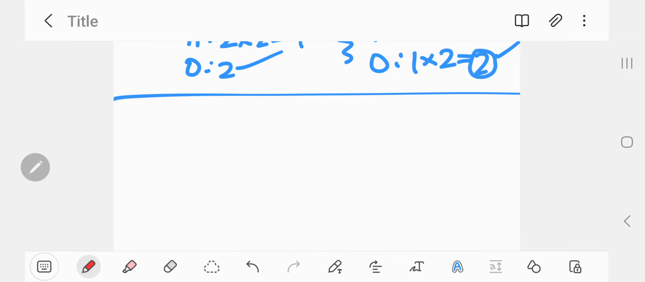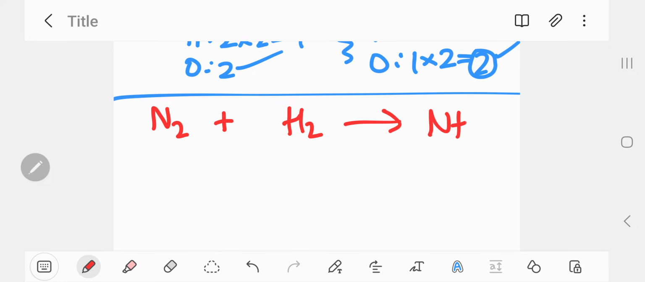Let's do ammonia formation. So ammonia is nitrogen plus hydrogen, and you get NH3. NH3 is ammonia. Ammonia is found in your household cleaning products, right?